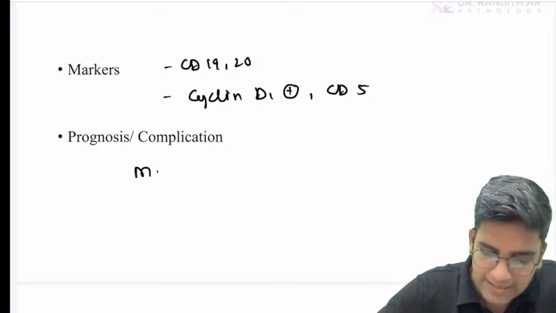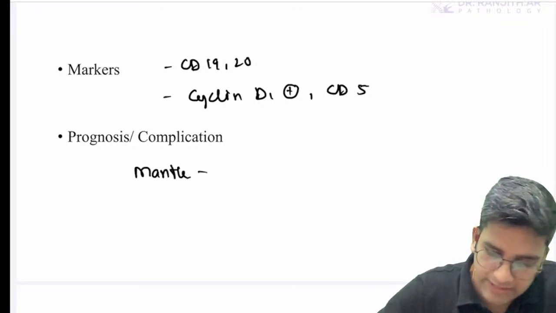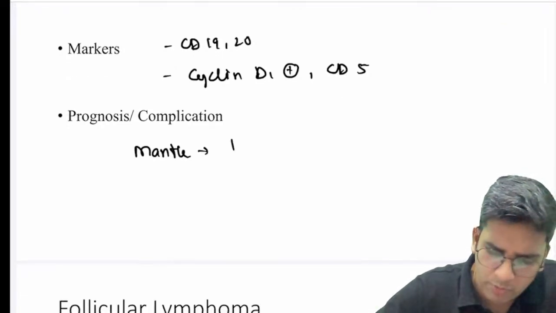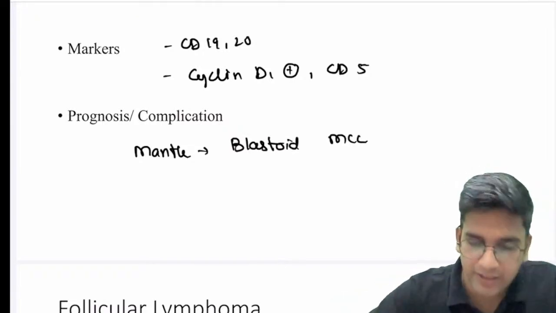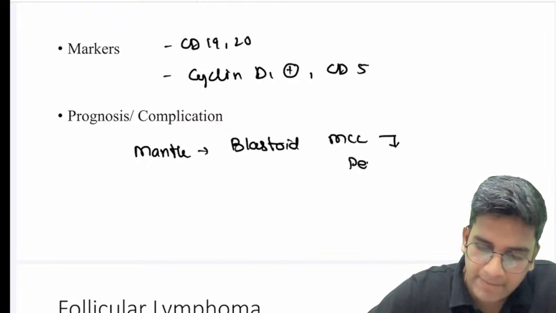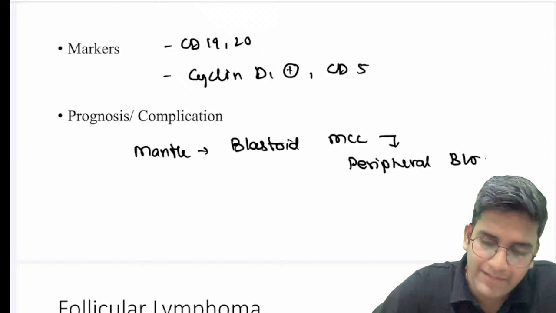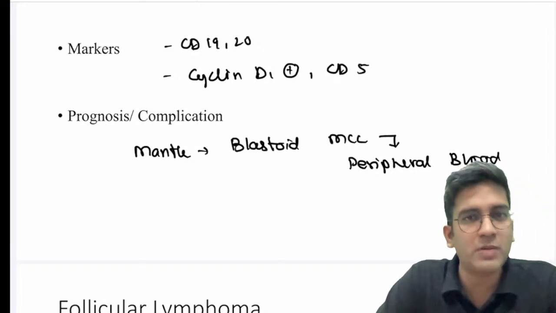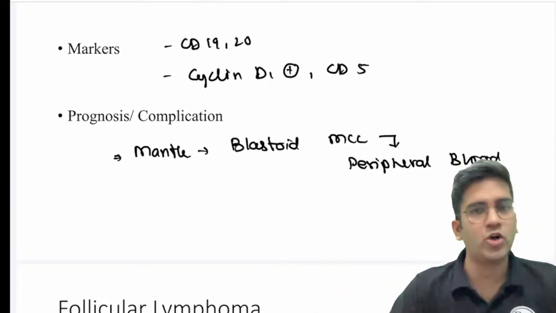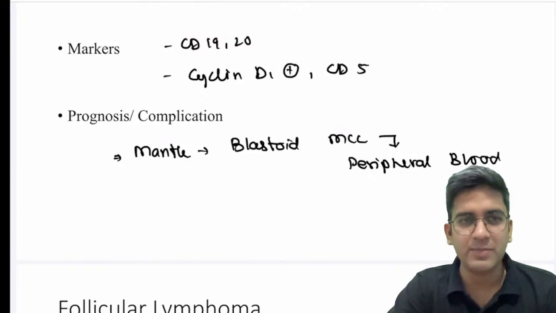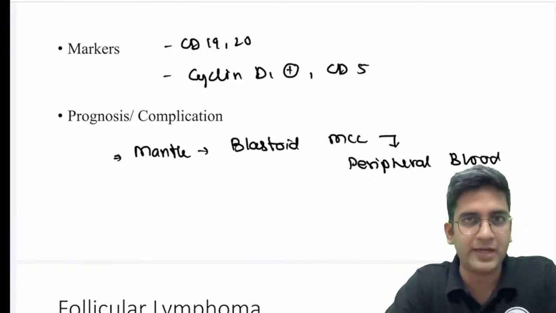Prognosis, mantle can also become DLBCL, or more problem with mantle is it can become something called a blastoid mantle cell lymphoma. It's a very aggressive variant. Here I can have peripheral smear involvement. It can come to the peripheral blood. When I say blast, it's always involving bone marrow and peripheral smear. That obviously is one of the complications of prognosis, which has a very poor prognosis. Fine. Okay, that's with mantle.